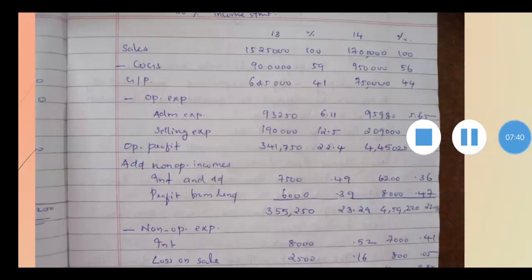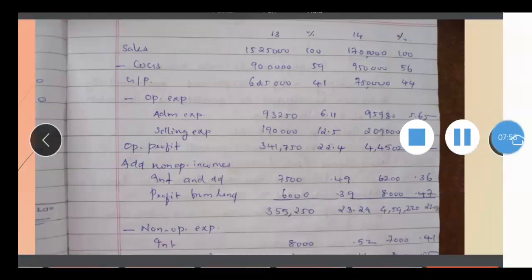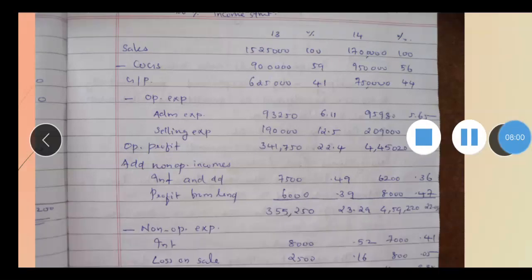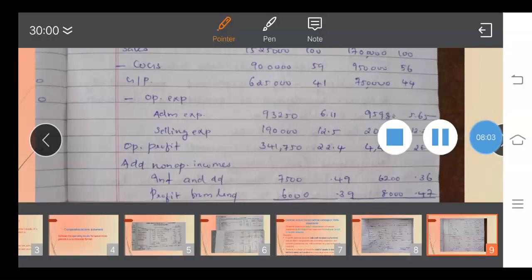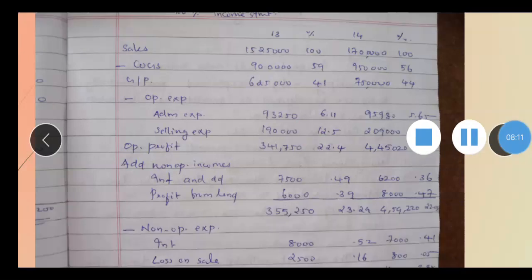ക്ലിയർ നോ? ഇനി each and every item is to be compared to sales. Cost of goods sold here it is 9 lakhs. 9 lakhs ഡിവൈഡഡ് ബൈ 15,25,000 ഇൻറ്റു 100, 59%. അപ്പോൾ 59% എങ്ങനെയാണ് വന്നതെന്നുള്ളത് മനസ്സിലായല്ലോ. This is the 59%. This 59% is 9 lakhs compared to 15,25,000 sales. ക്ലിയർ?